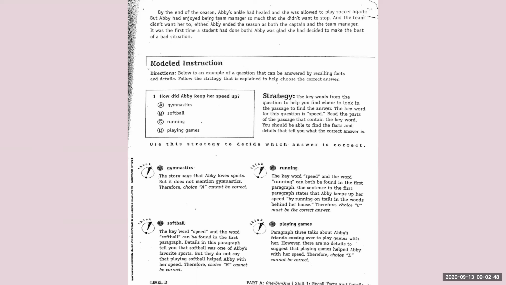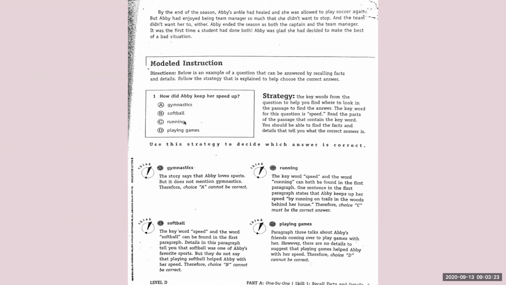B, softball. Nope. I remember reading that that was one of her favorite sports, but it didn't talk about how she kept her speed up. C, running. I do remember them talking about her running in the woods behind her house with her dog. So I'm going to go ahead and hold on to C as a really strong possibility for an answer, but I definitely want to make sure I read all of the answer choices. D, playing games. No, it did not talk about anything with Abby playing games. So there you go, boys and girls. Your answer would in fact be C.